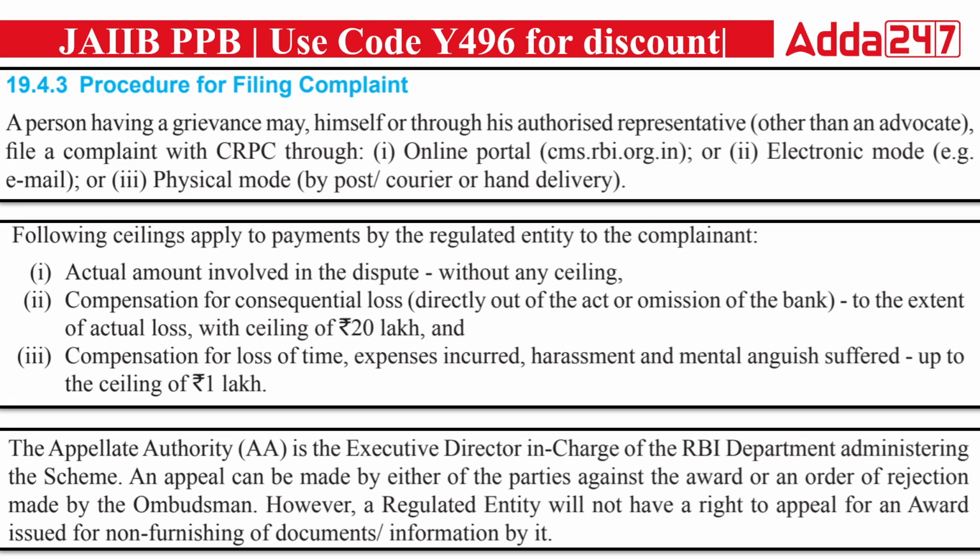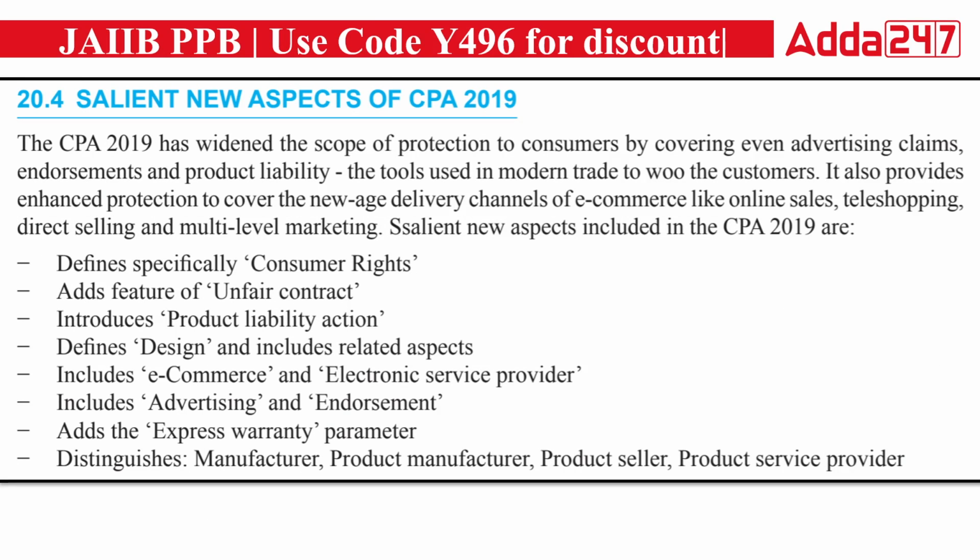So the appellate authority is now the executive director in charge of the RBI department administering the scheme. Earlier, the deputy governor of the RBI used to be the appellate authority. Now the executive director in charge of RBI will be the appellate authority. Okay.